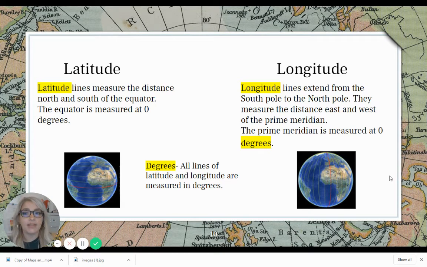Next, we are going to talk about latitude and longitude. Latitude runs this way. It runs horizontal, and the equator is measured at 0 degrees on the latitude. The longitude runs this way, vertical, and the prime meridian is measured at 0 degrees longitude. Now, degrees are the lines of latitude and longitude. So if you have ever seen somebody say, oh, I'm at 50 and 62 degrees, that's going to give you their exact location.